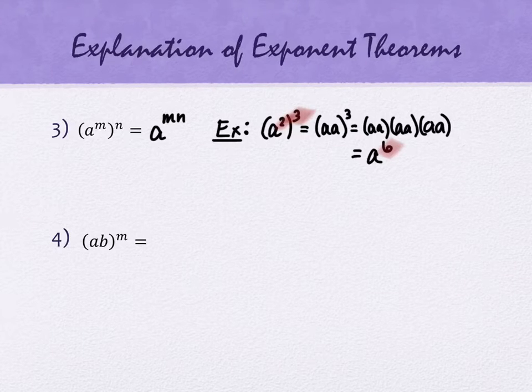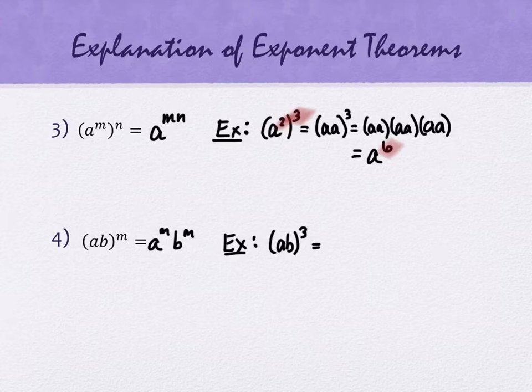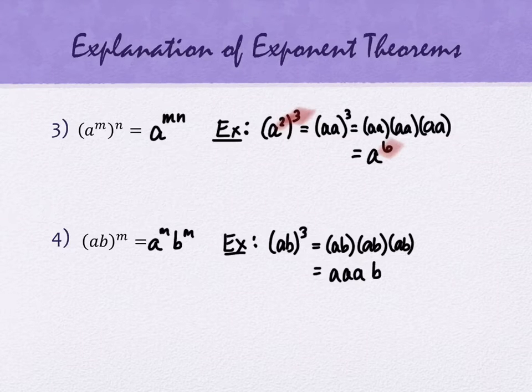Now the last one, ab to the m, says that I should be able to distribute the m to each factor. All right, so let's do ab cubed. So just like on the last one, cubed means multiplied by itself 3 times. So this is ab, ab, and ab. And I'm going to reorder them. I'm going to put all the a's at the beginning and then all the b's at the end.